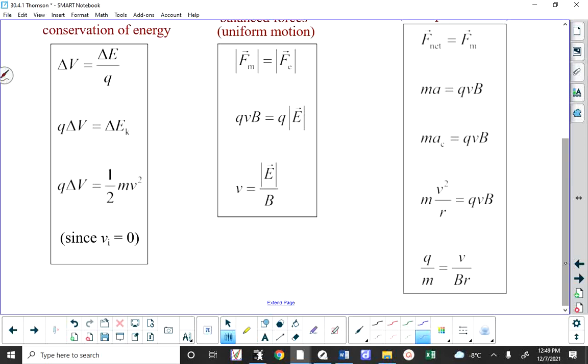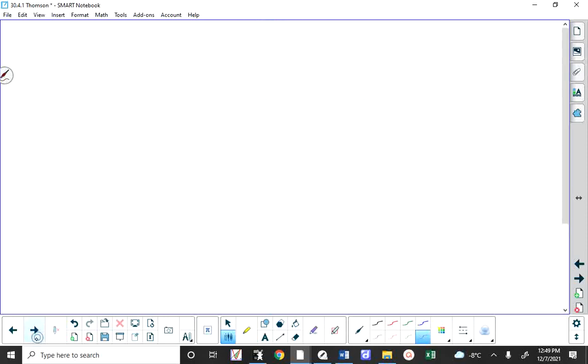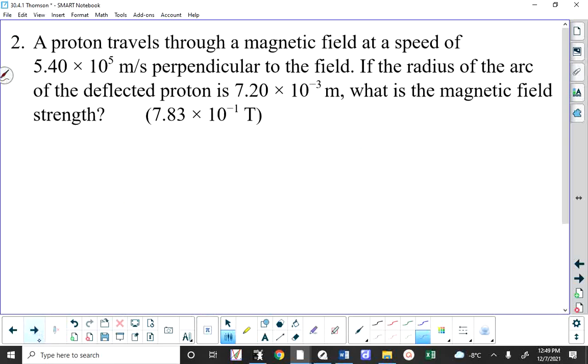And lastly, although Thomson couldn't do this, in the acceleration or production of the cathode rays, you could use conservation of energy. So all that being said, does anybody have any questions here you would like me to go over? Go ahead, Willis.